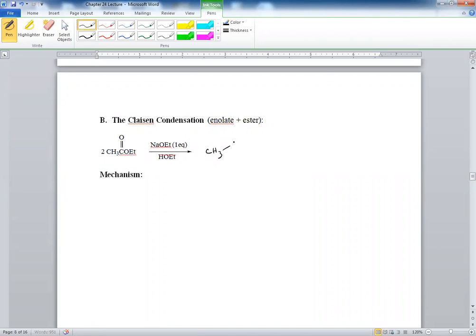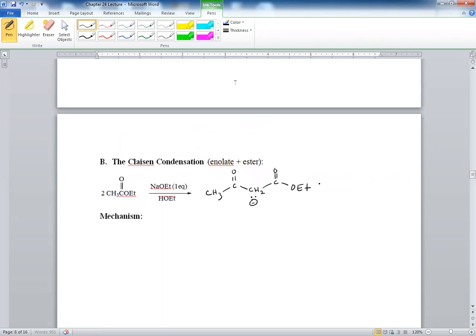In the intermediate, you will get... We're going to show you the mechanism, but first let's... And then, of course, when we protonate this, we get the beta ketoester. This is actually a CH.